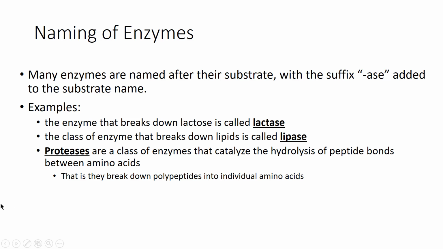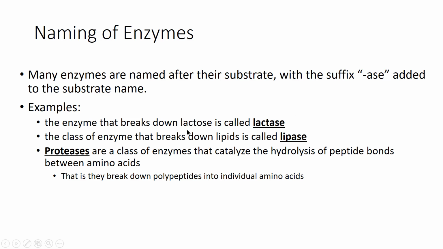Okay, naming enzymes, there's a little bit here that's worth knowing. Naming of enzymes is often done where the prefix, the first part of the word, is in reference to the substrate, and then the end part of the name, the suffix, is indicated by the suffix "ase." This is not 100% consistent, but it's pretty consistent.